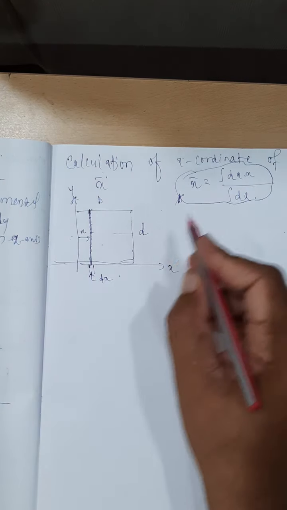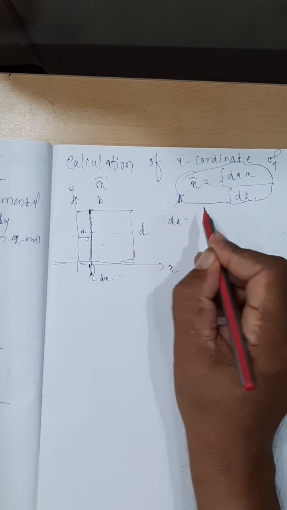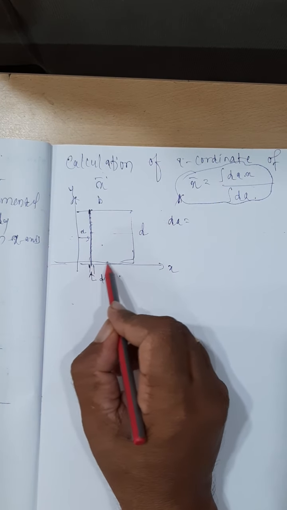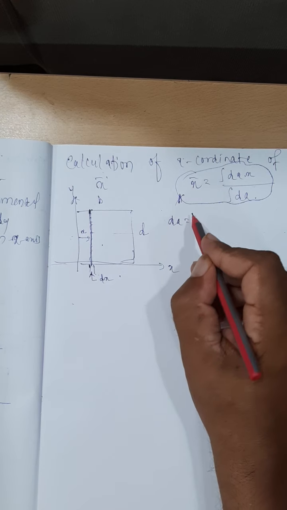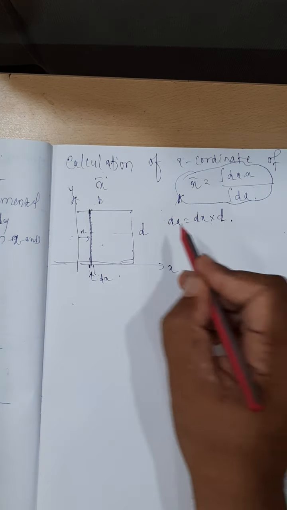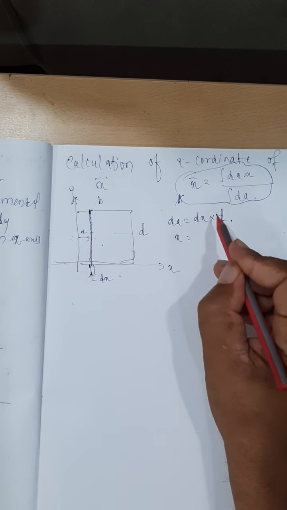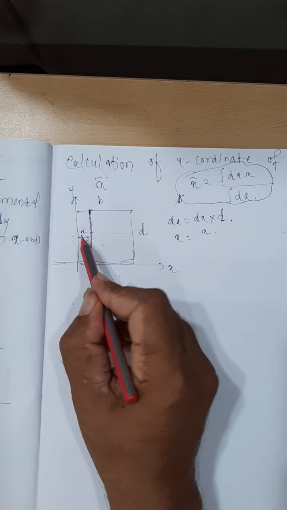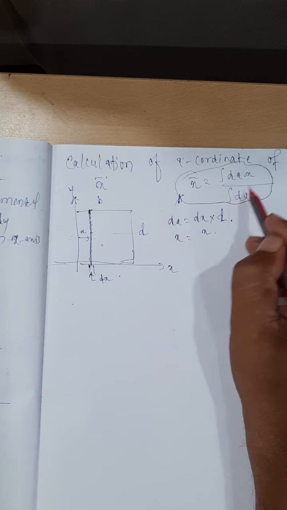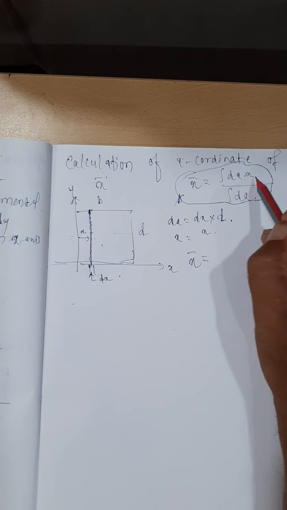Now in this case, what is the value of dA? One dimension is dx and the other dimension is d. Therefore dA is equal to dx into d. And what is the value of x where this particular strip is located from the y line? It is x only here. Therefore, substitute these values.